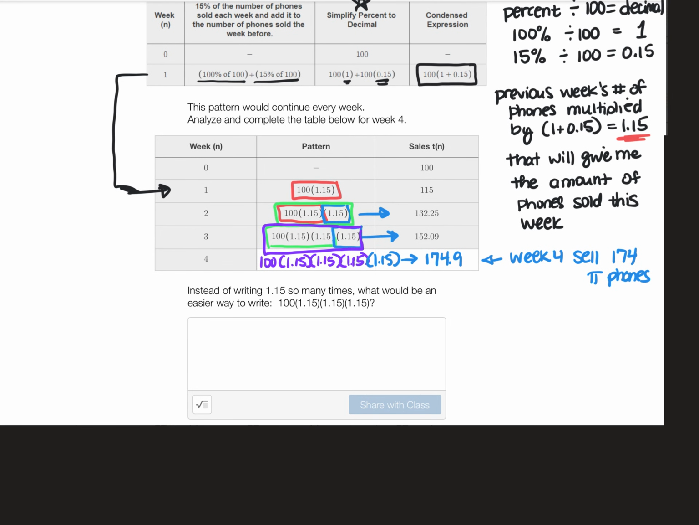So instead of writing 1.15 so many times, because that can get really annoying pretty quickly, right? How could I write this expression? All right, so I'm taking 100 and I'm multiplying it by 1.15, but there are 3 of those. So when I multiply repeatedly, that's the same thing as an exponential function. So it's a lot easier to write this as 100 times 1.15 raised to the 3rd power.